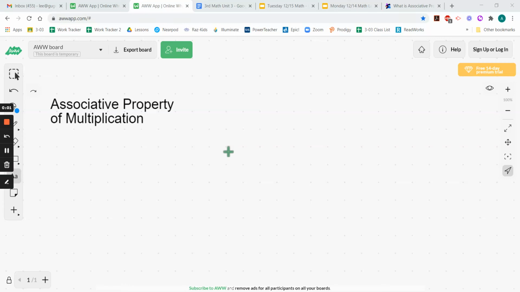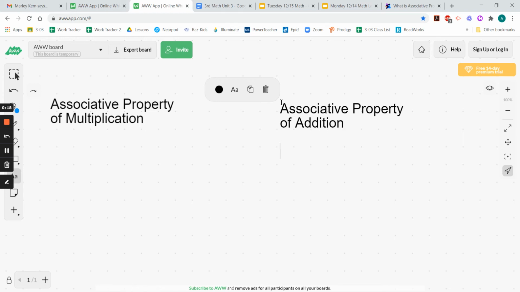Hi, third graders. Today we are learning about the associative property of multiplication. You might have heard of the word associative property before because we talked about the associative property of addition. That property tells us that when we have three different numbers that we are adding together, the order in which you add the numbers doesn't matter because you end up with the same answer or the same sum.